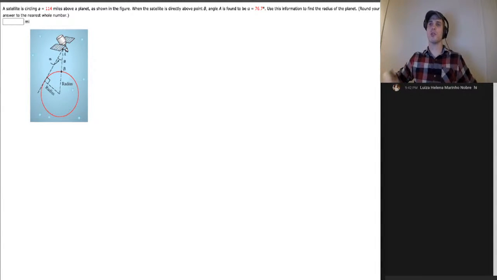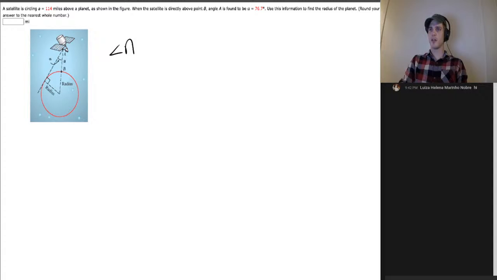So a satellite is circling A equals 114 miles above a planet. So in this diagram, the red circle looks like the surface of the planet, and A is the height above the planet, as shown in the figure. Okay. When the satellite is directly above B, that's a point on the surface, angle A, which is up here, is found to be 76.7 degrees. Use this information to find the radius of the planet.